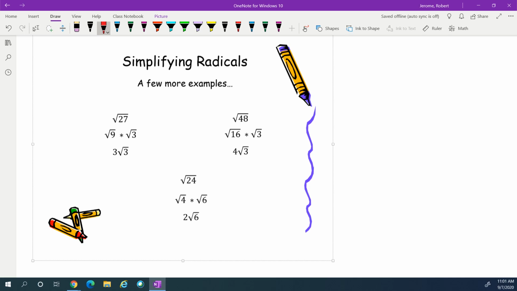The 9 is a perfect square, so it will come out as a 3, and the square root of 3 just stays the way it is.